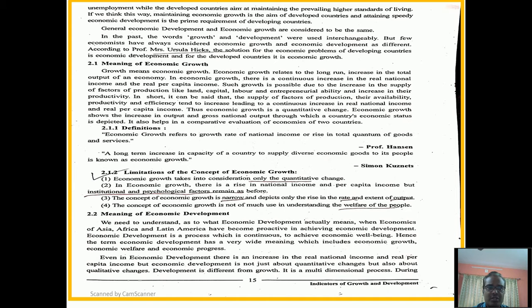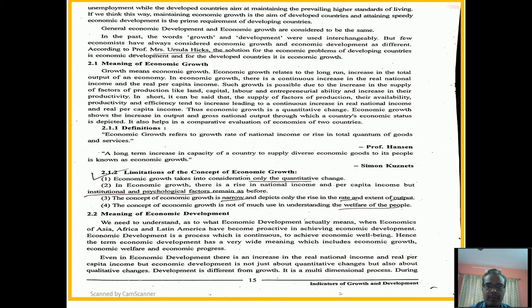Third, the concept of economic growth is narrow and depicts only the rise, the rate and extent of output. It considers only production, not human beings. Fourth, the concept of economic growth is not of much use in understanding the welfare of people. So these four points of limitations are very important for section C also. You have been asked for 2 marks in section C.